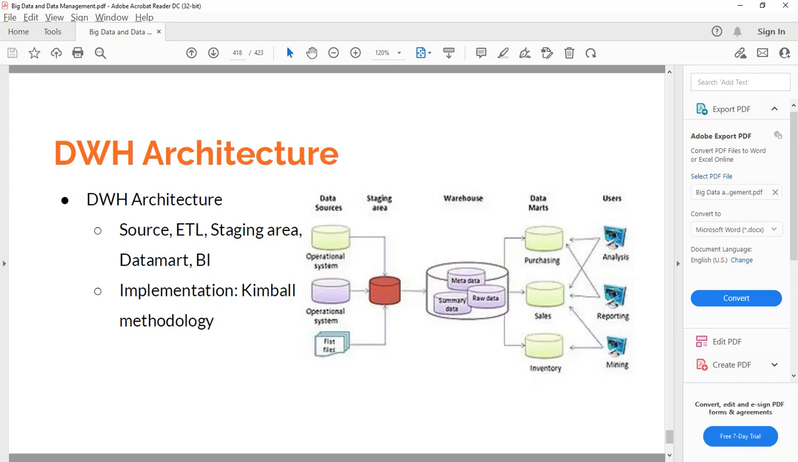The most common approach to building a data warehouse was developed by Ralph Kimball. I happened to run into Mr. Kimball before at some industry conferences. The approach he developed is called the Kimball methodology. There are a whole bunch of books written by Mr. Kimball and his co-authors, so you can Google Kimball data warehouse books and you will find all of them.